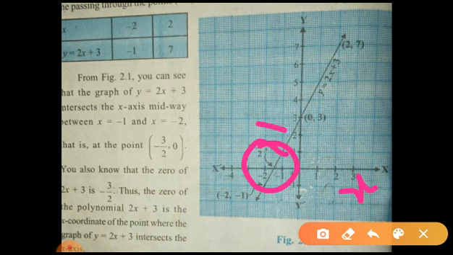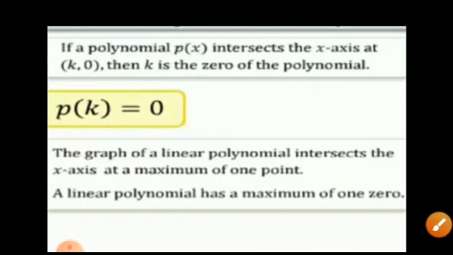Okay? So what we can conclude is, if a polynomial p of x intersects the x-axis at (k, 0), then k is the zero of the polynomial. Okay? And the graph of a linear polynomial intersects the x-axis at a maximum of 1 point. In particular, we can say exactly at 1 point. Okay, exactly one root your linear polynomial has.